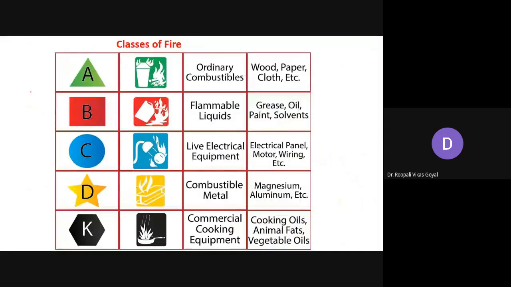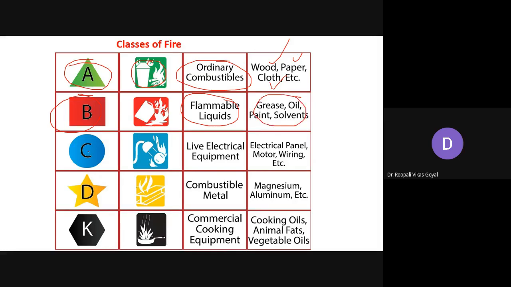Now similarly, you should know the classes of fire. There are various classes of fire, but these are the main categories given here. A class is due to ordinary combustibles like organic material, wood, paper, cloth. If these act as fuel material, then this is the symbol for the A class of fire. Then B class of fire is due to flammable liquids like grease, oil, paint or solvent.